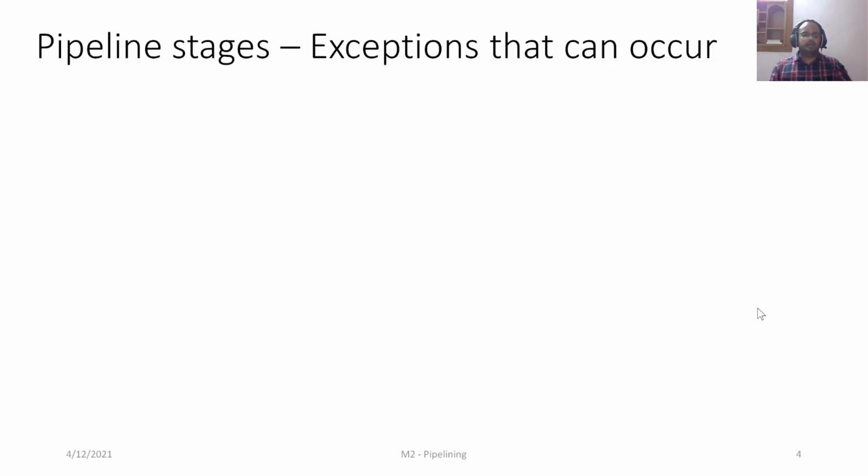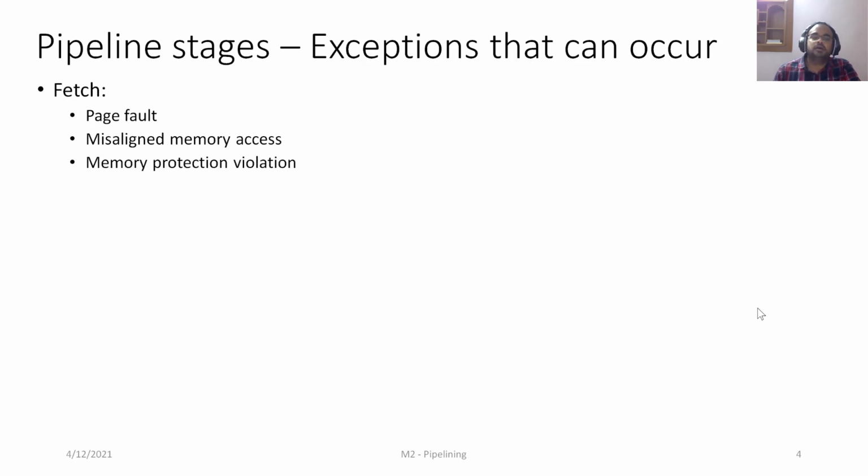So let's look at the events that can potentially occur in our 5-stage pipeline. During the fetch stage, we can encounter a page fault, a misaligned memory access, or a memory protection violation error. Basically, we are trying to access the instruction memory, and so these three are the potential scenarios.